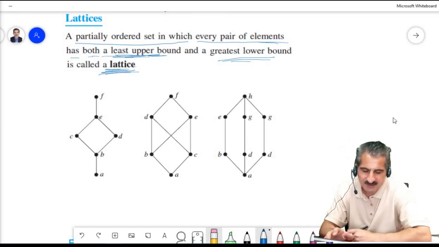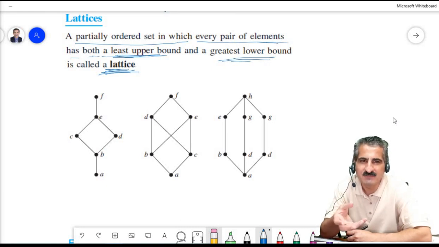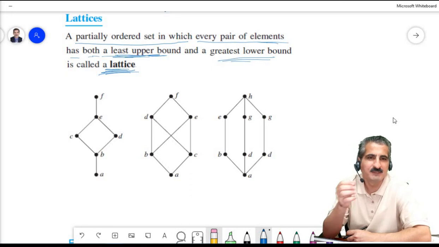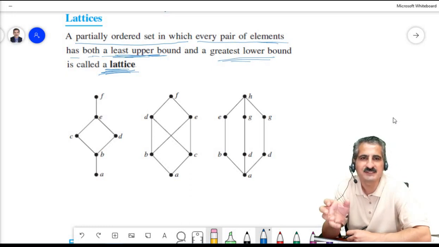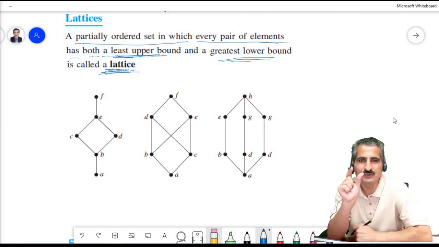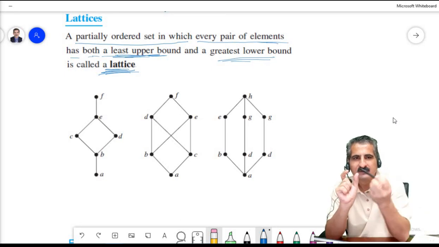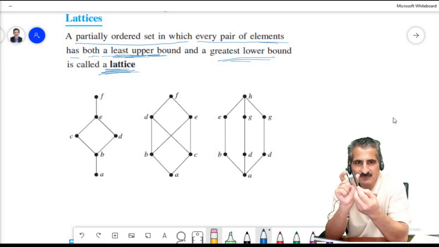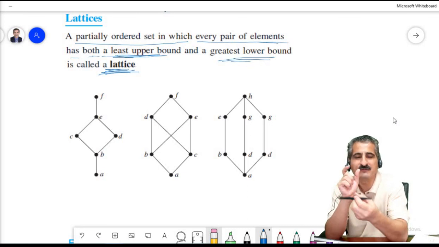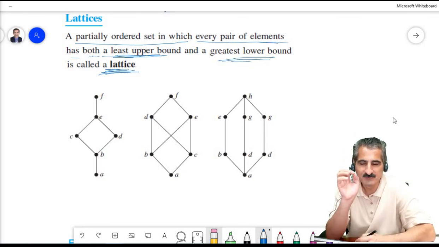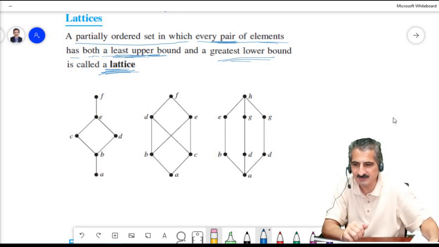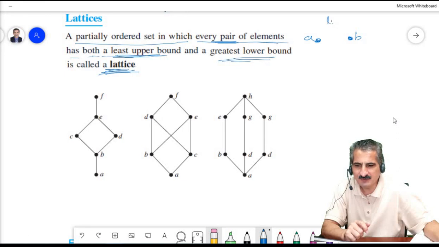As I was saying, some sets may not have a least upper bound or greatest lower bound, but we will have a special kind of partially ordered set. If we force every pair of elements, A and B, to have a least upper bound of them to exist somewhere.